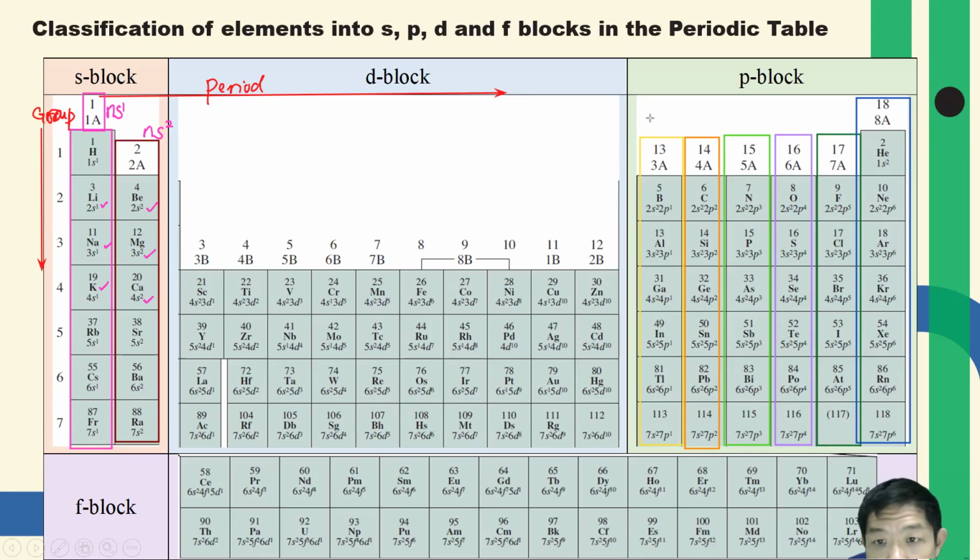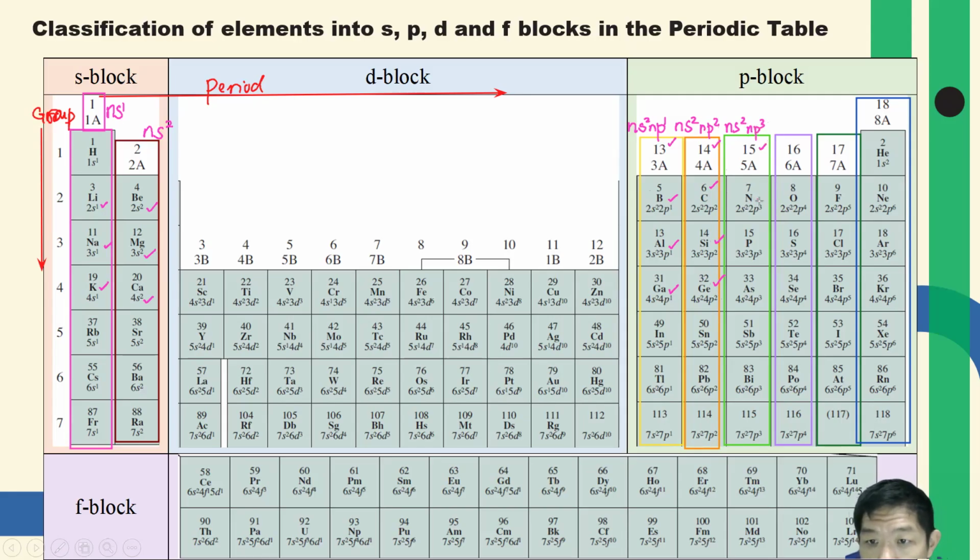If you are from group 13, you have the valence electrons of ns2 np1. For example, boron 2s2 2p1, aluminium 3s2 3p1, gallium 4s2 4p1. Then they are classified as group 13. If you have valence electrons of ns2 np2, you have group 14. For example, carbon 2s2 2p2, silicon 3s2 3p2, germanium 4s2 4p2. Then if you have valence electrons of ns2 np3, they are in group 15.